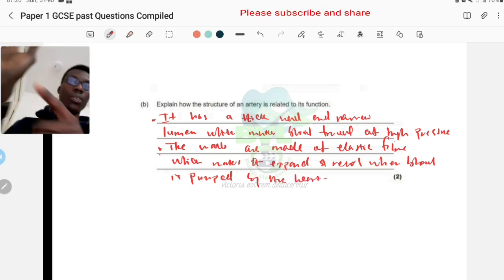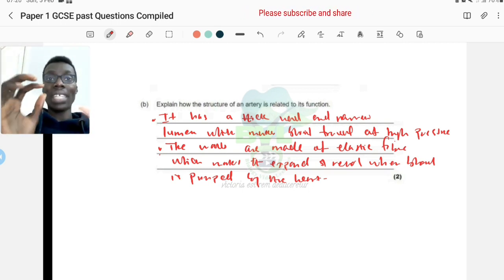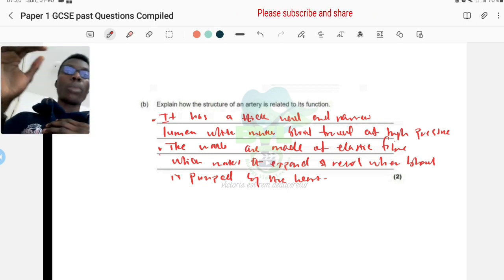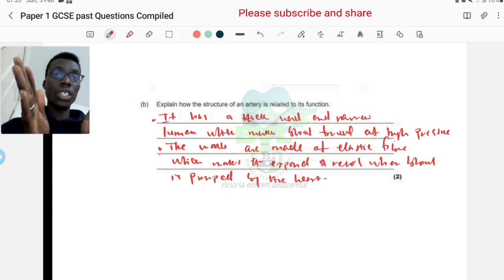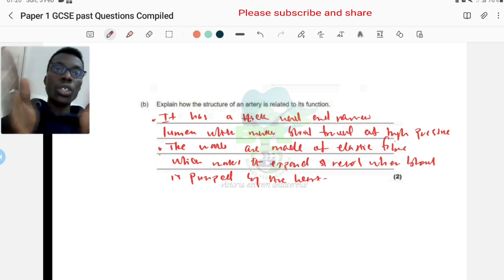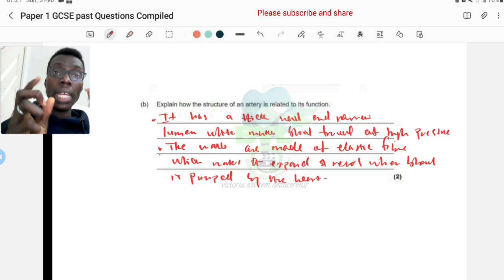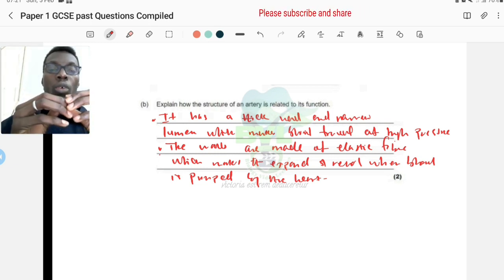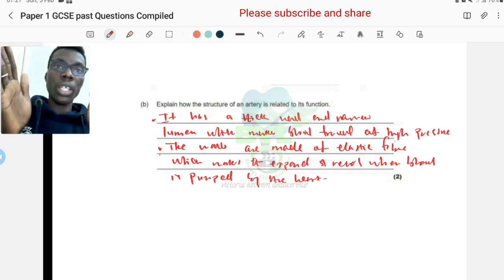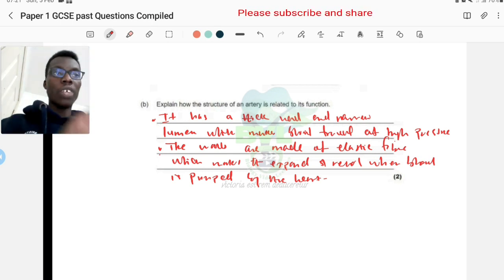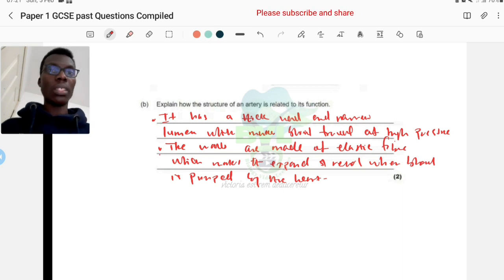Now, let me explain that. If you touch some part of the body, you feel some pulse. Pulse is felt through the arterial wall, basically. As your heart pumps the blood, boom, boom, your artery goes like that. You see the wall of the artery expand. That's because the wall is made up of elastic fiber. Once the heart pumps blood, it expands a bit to give room for the blood, then it recoils. So that's why I said the walls are made of elastic fiber, which makes it expand and also recoil when blood is pumped by the heart.